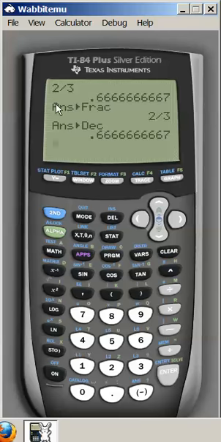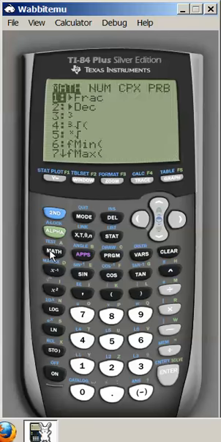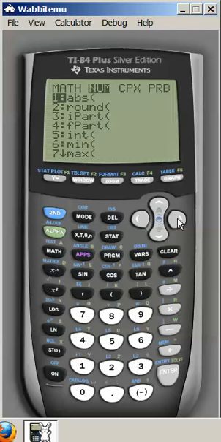Again, under the math button, you have numbers. This is where you will find things like absolute value, rounding, integer function, minimum and maximum. These are things that, depending on what we're working on, may come in handy, especially once we start looking at lists.